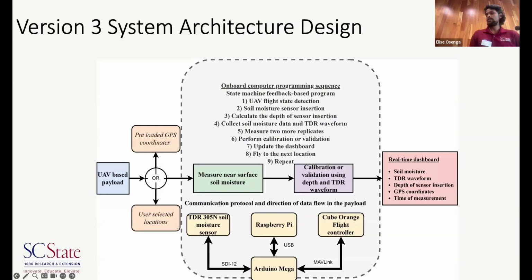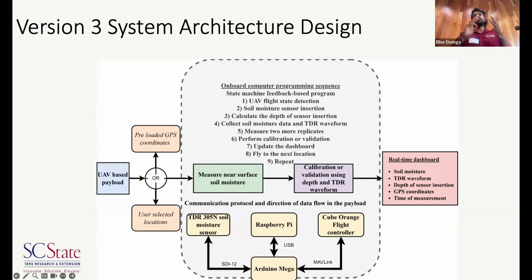So this is our system architecture design. I'll just keep it very simple. We have our UAV payload designed in a way where we want to do our soil moisture measurements when the drone lands. And we pre-code our GPS coordinates, but we want to extend a system where it's user interactive, where the user can provide the GPS locations where they want to measure soil moisture.